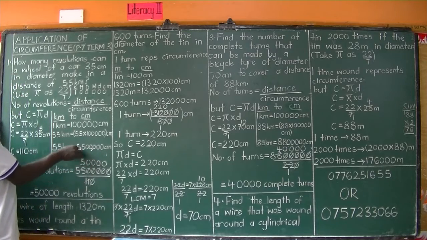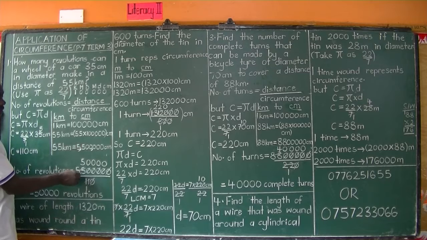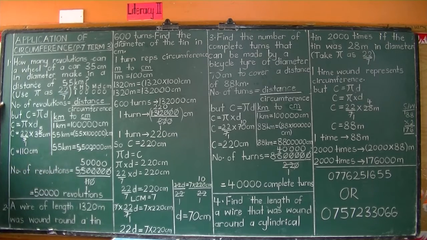So we have a 55 kilometer journey, equivalent to a 5,500,000 centimeter journey. Now, since the circumference and the distance are in agreement in terms of units, centimeters, we divide centimeters by centimeters. So you get the number of revolutions. That is 5,500,000 divided by 110 revolutions, leaving the centimeters alone.